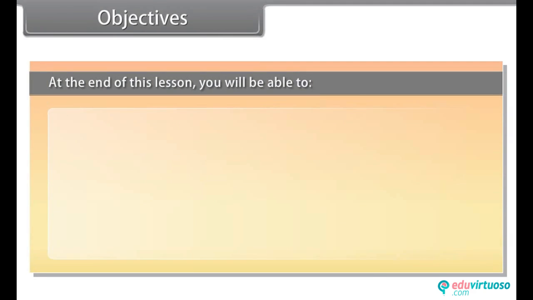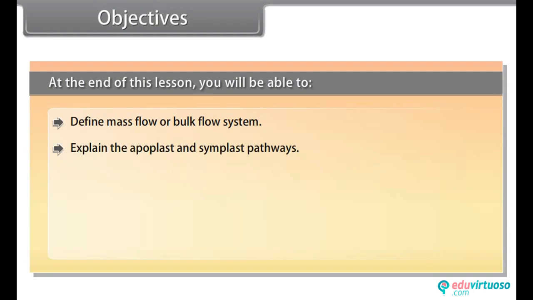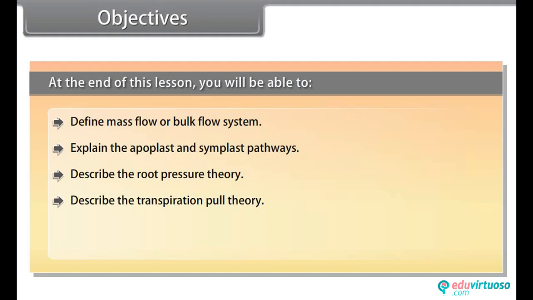Objectives. At the end of this lesson, you will be able to define mass flow or bulk flow system, explain the Apoplast and Symplast pathways, describe the root pressure theory, describe the transpiration pull theory, explain the transpiration process, long-distance transport of water.